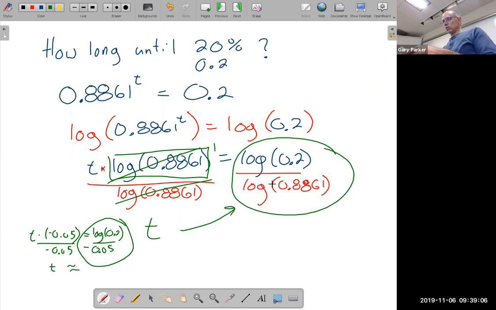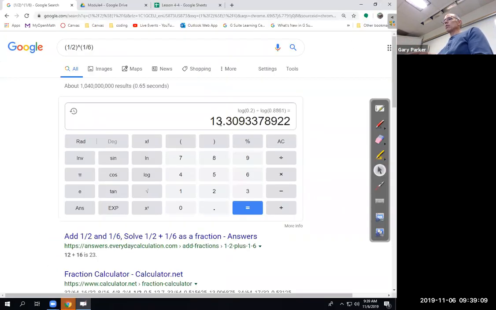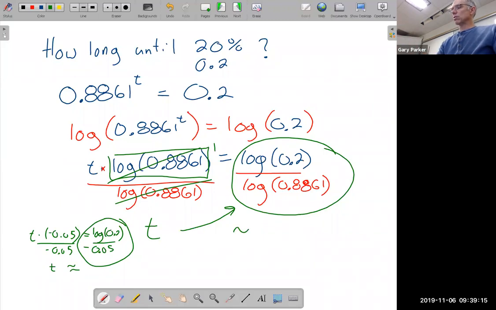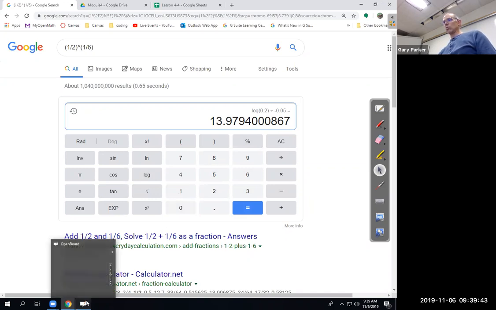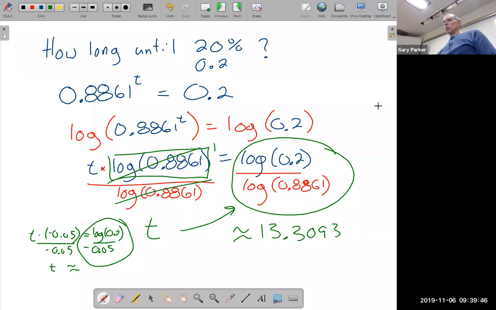Before I calculate that, let's write down what this other value was. Let's take it to 4 decimal places, 3093. So the calculator says that's about 13.3093. We'll get to what it means in a sec. Let me double check the rounding error I might have introduced. I take the log of 0.2 divided by negative 0.05, and I get 13.979. So again, you've got to be careful with rounding too early in calculations. It can introduce a bunch of error. So I'm going to go with the 13.3-ish number. It's a little more exact.